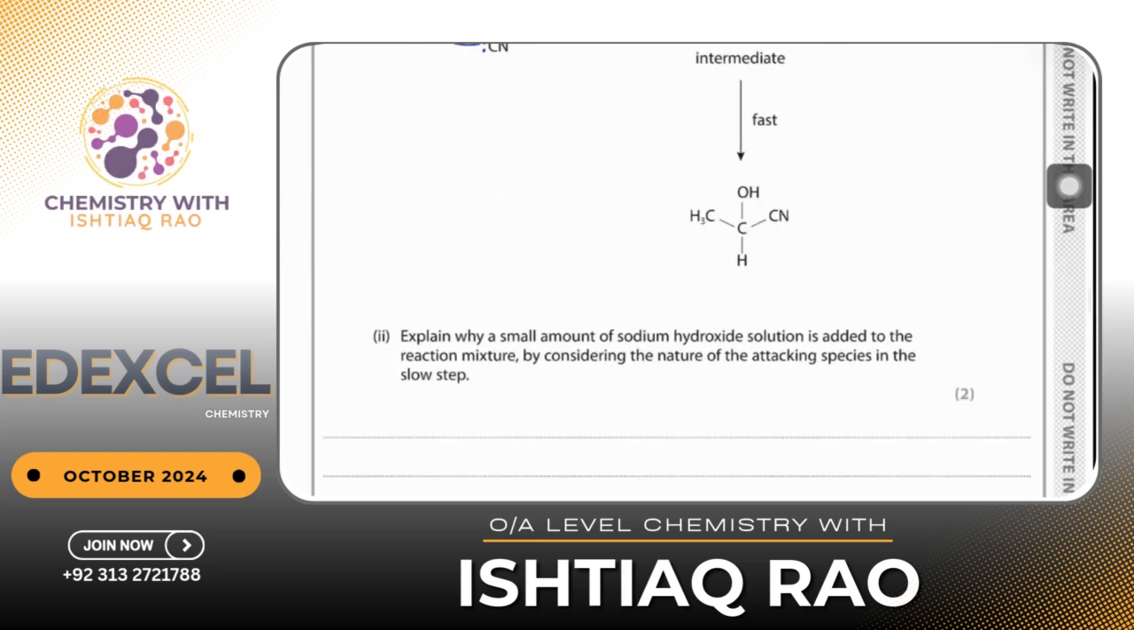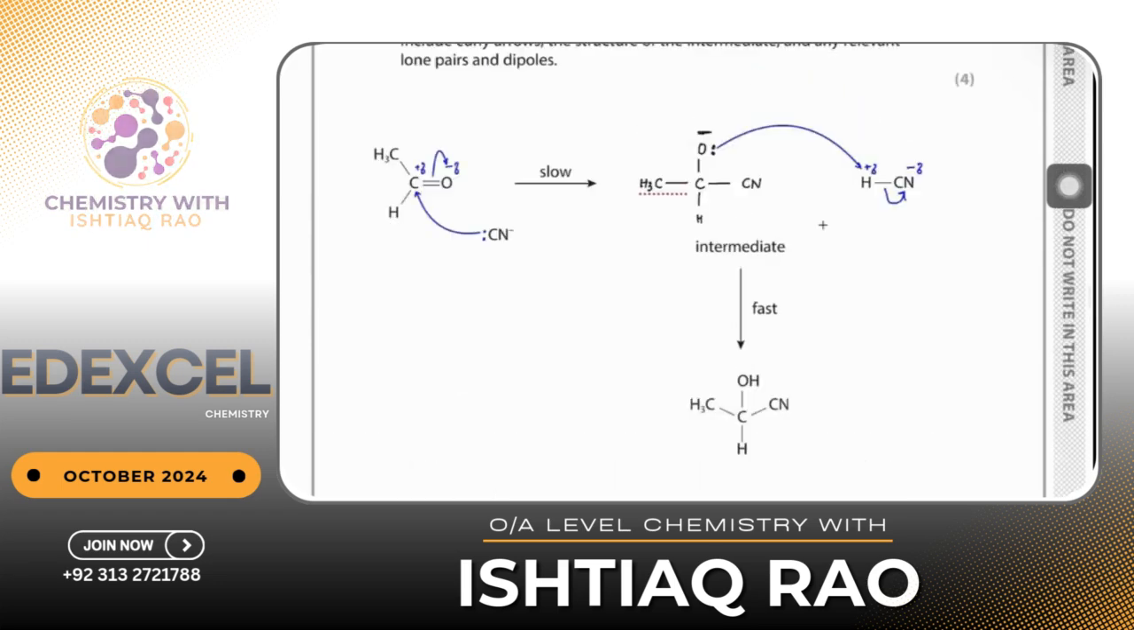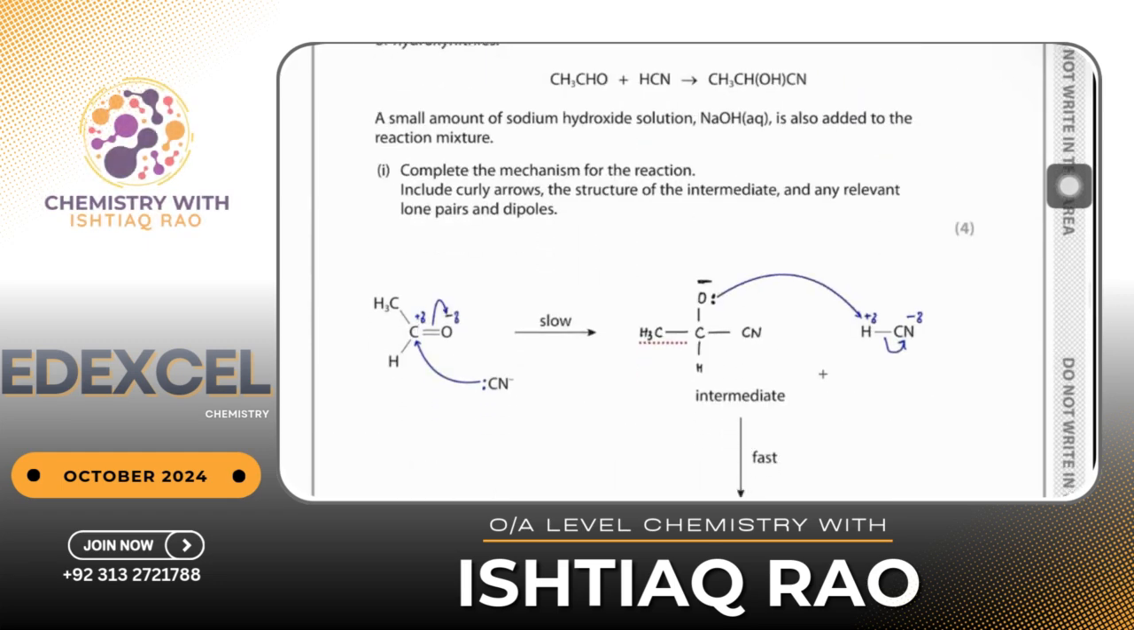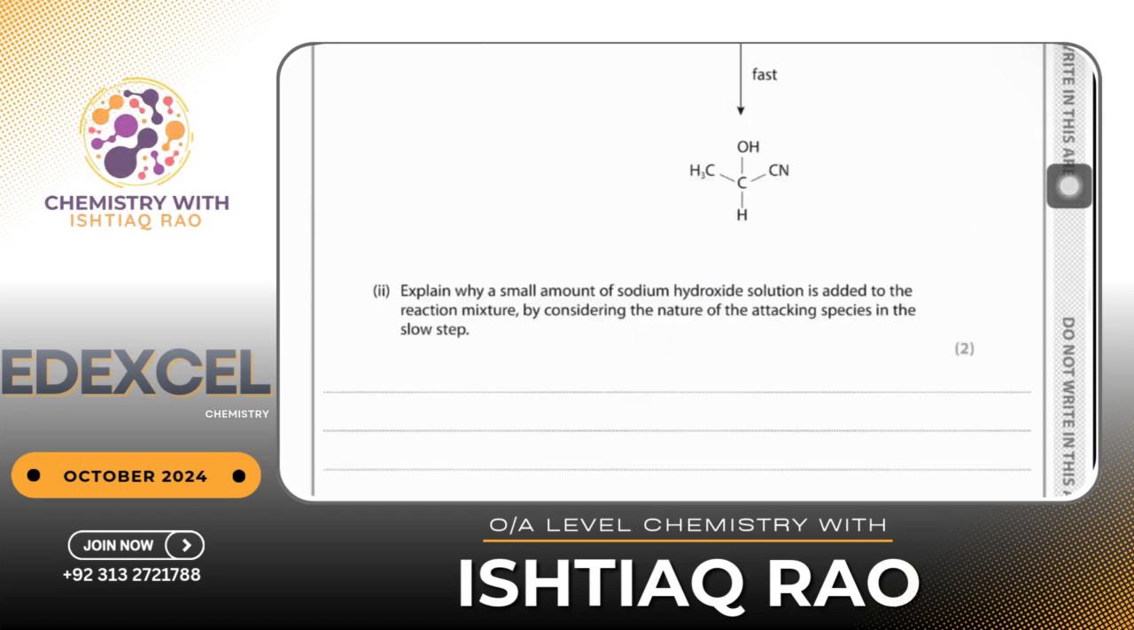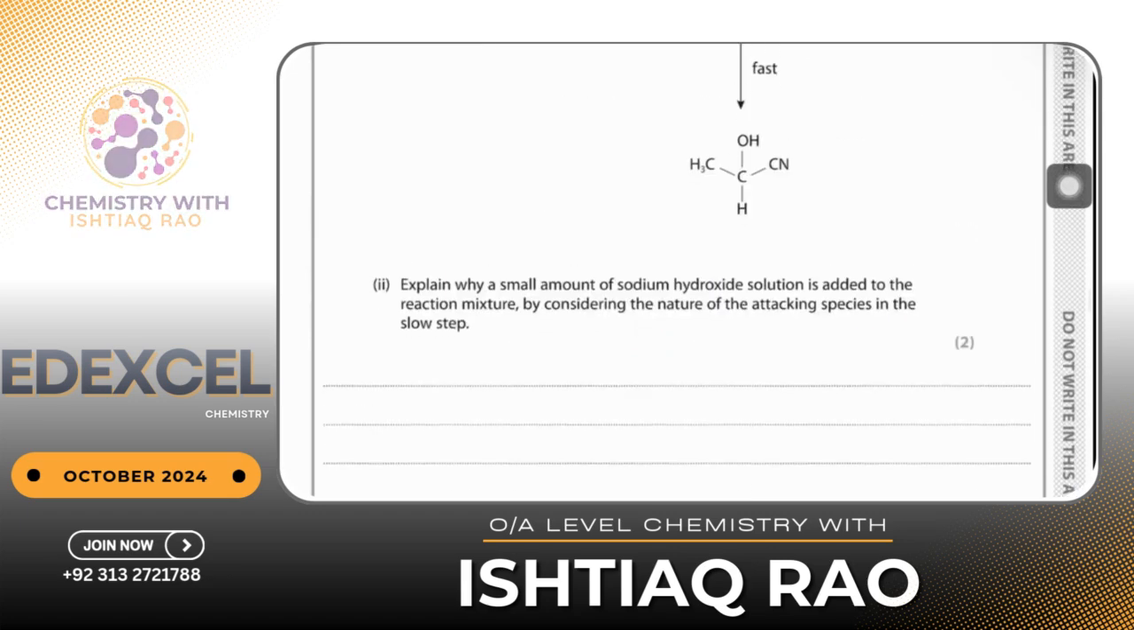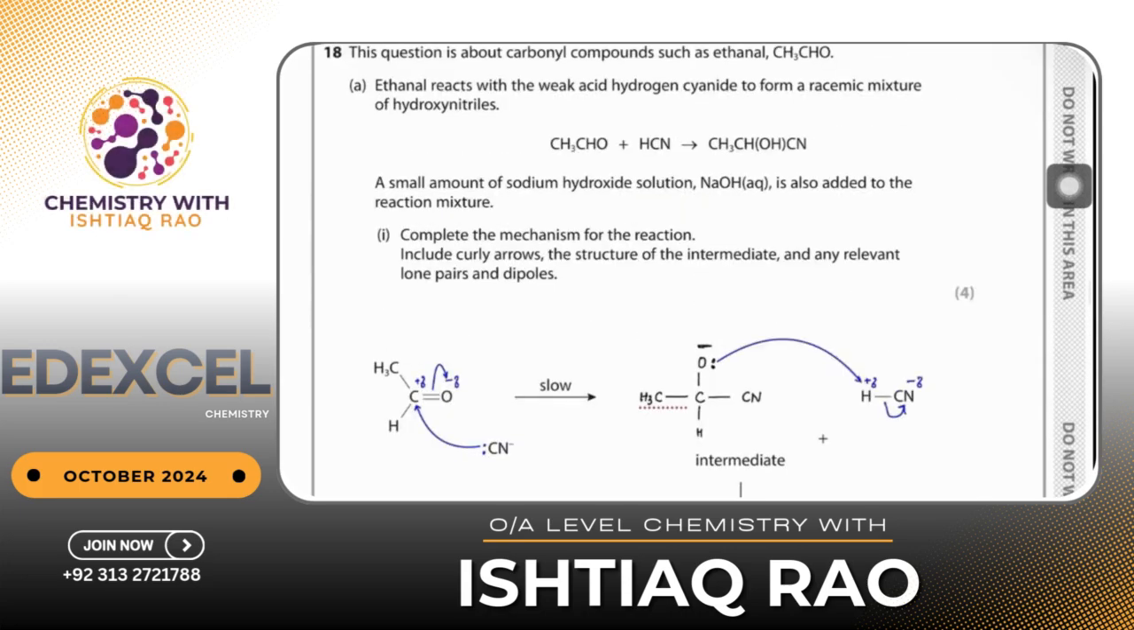Explain why a small amount of sodium hydroxide solution is added to the reaction mixture by considering the nature of the attacking species in the slow step. Why are they saying a small amount of sodium hydroxide solution is also added to the reaction mixture? Why is sodium hydroxide solution added? What do you think? What's the role of this sodium hydroxide in this reaction?